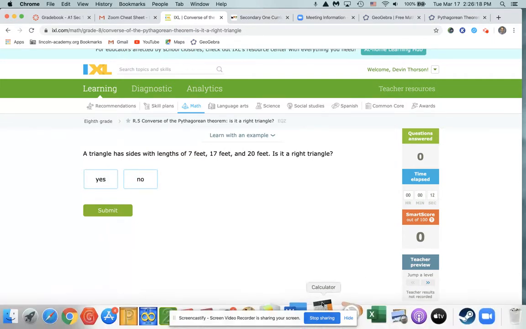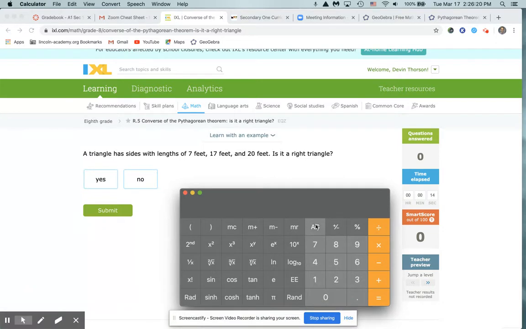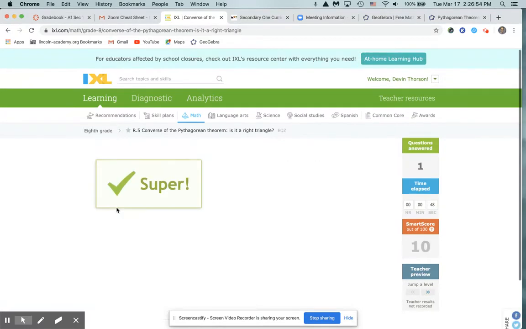Easiest way to do this is to load up a calculator, take the two smaller sides, the 7 and the 17, square them and add them together. So I'm going to go 7 squared. I'm going to add that to 17 squared, and I get a total of 338. So 7 squared plus 17 squared is 338. 20 squared needs to be that in order for it to be a right triangle. So I go 20 squared, and that's not 338. This is not a right triangle. So you would click no and hit submit.